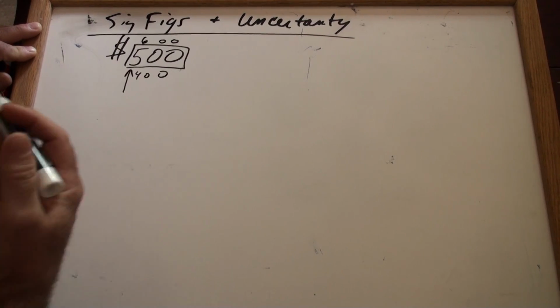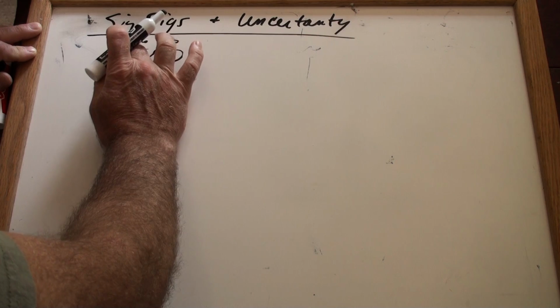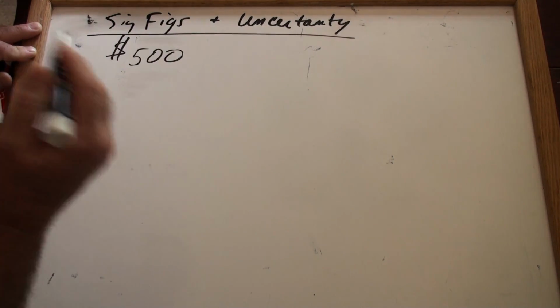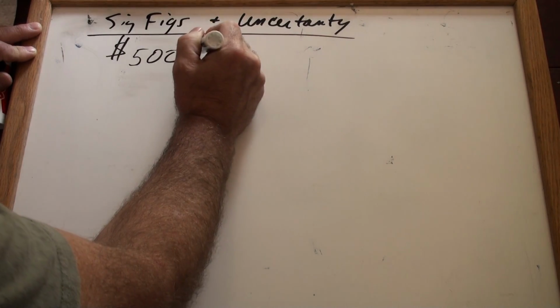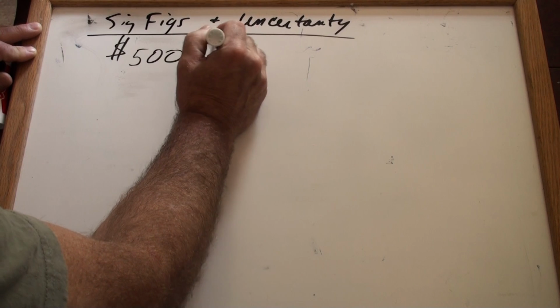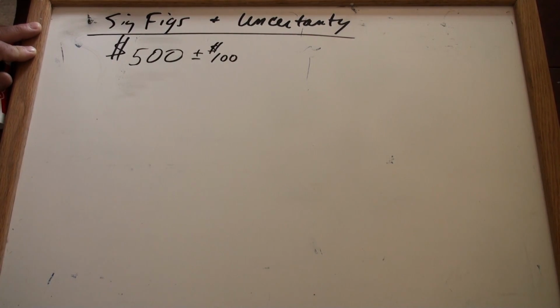Now, beyond sig figs, there's a thing called uncertainty. So uncertainty is kind of like sig figs on speed. It makes it more accurate and gets it even more clear. So I could say 500 bucks plus or minus $100. That's a better way of saying that I'm actually not sure whether I have $500 in my pocket or I have 600 or 400.